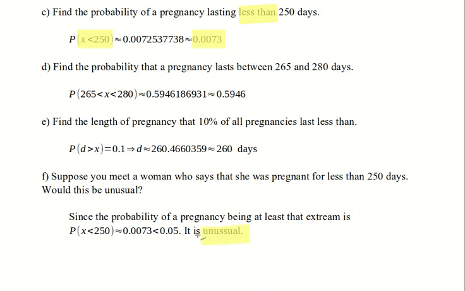To be unusual, we have to include all values at least as extreme as that. So everything less than 250 as well. Remember, our mean is at 272. So 250 is to the left of our mean. So anything less than that would be more extreme.